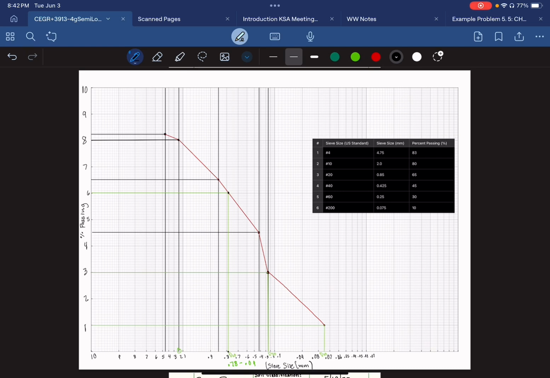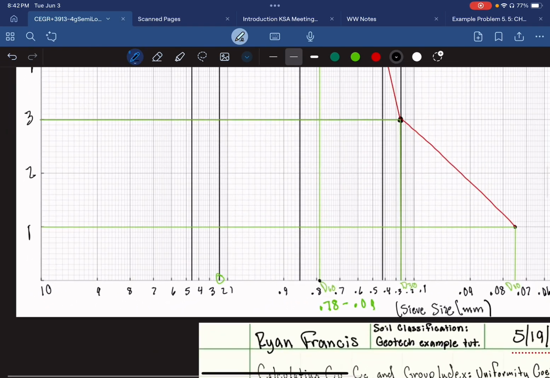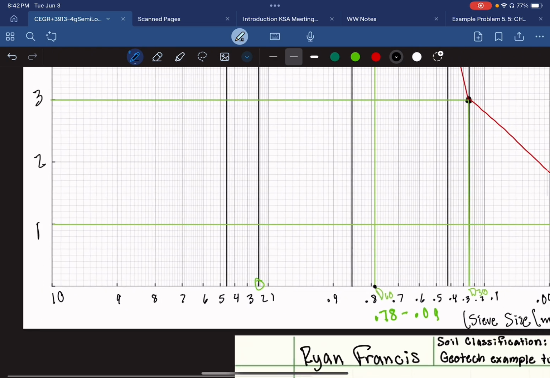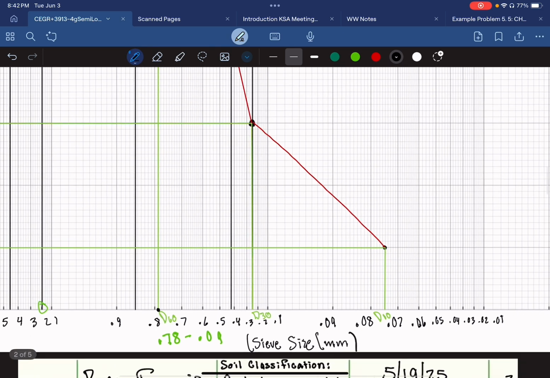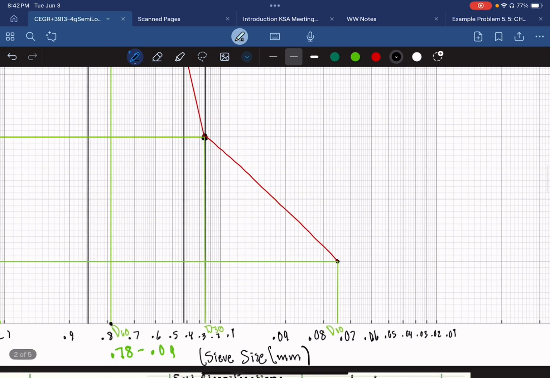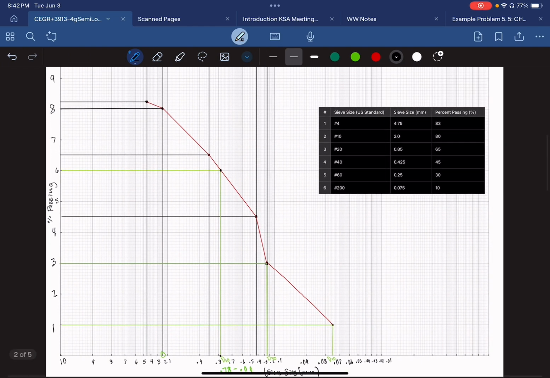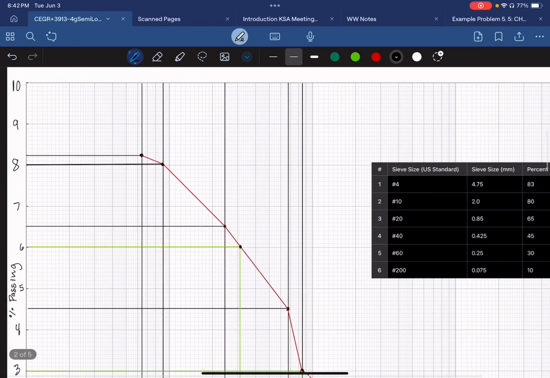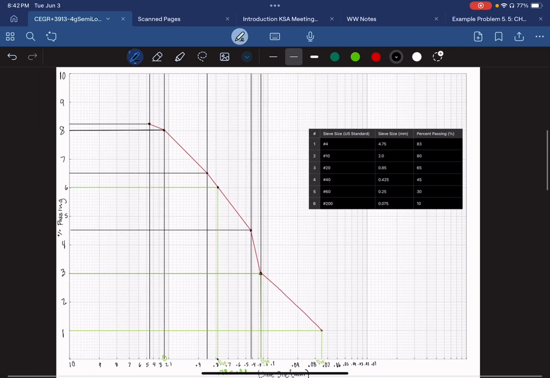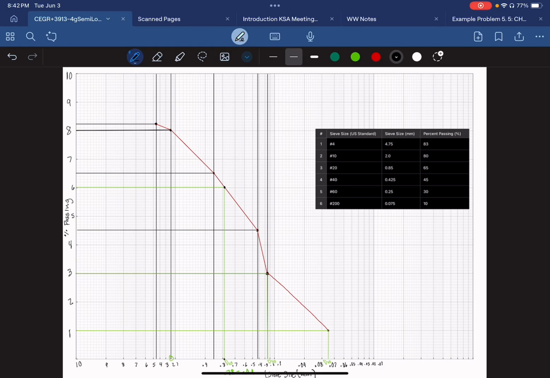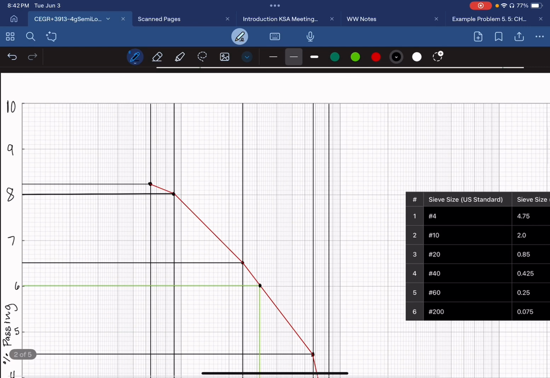When you're graphing this, I like to set it up pretty standard. This is how I set up all my graphs: 10, 9, 8, 7, 6, 5, 4, 3, 2, 1, 0.9, 0.8, 0.7, 0.6, 0.5, and so on, in log form. Then going up the other axis, just 1, 2, 3, 4, 5, 6, 7, 8, 9, 10. That's going to set you up pretty well for the graphs y'all are going to be doing. These green lines here I'll get to in a second, but these black lines also help me out.